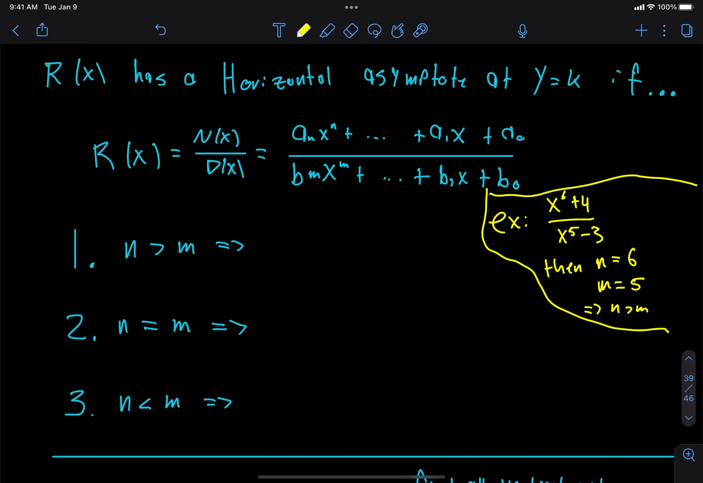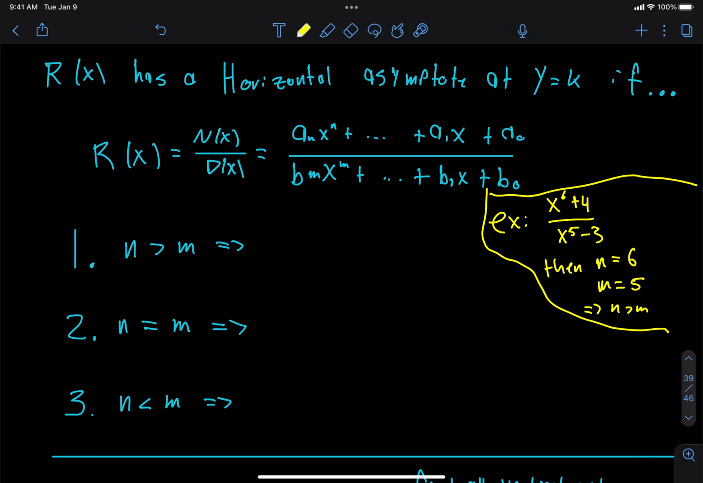Okay, so this is just an example to help you understand what all of this nonsense means. It's a bunch of letters, isn't it? But all it's saying is we have a number times x to the something plus another number times x to the something, and so on. And on the denominator, we have the same thing, but with possibly different numbers and possibly different powers. But all we care about for the horizontal asymptote is the leading term of each of these. So we're going to forget all about the rest and just look at the leading term. In this case, we compare just x to the 6th and x to the 5th. I don't care about the 4 or the 3.